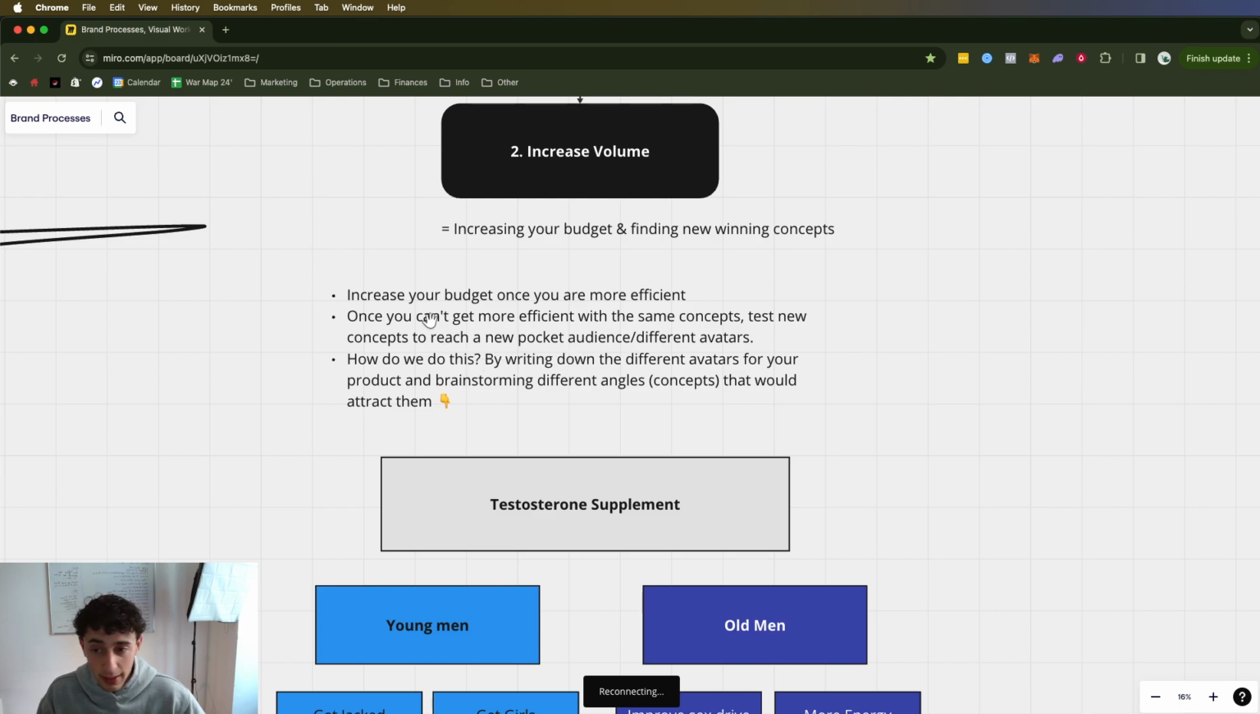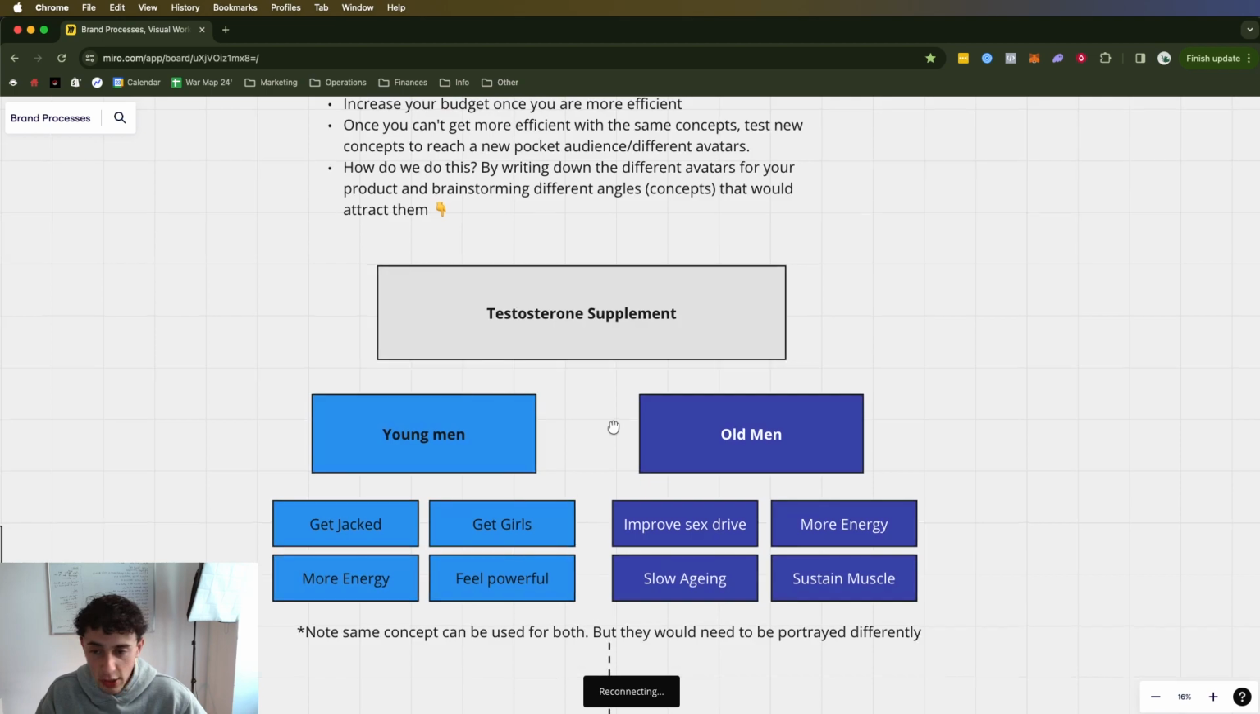Anyways, increase your budget once you are more efficient, as I said before. Now, once you can't get more efficient with the same concepts, you need to test new concepts to reach a new pocket audience and different avatars. And how do we do this? By writing down the different avatars for your product and brainstorming different angles or concepts, is what I call them, that would attract them. So for example, we have a testosterone supplement.